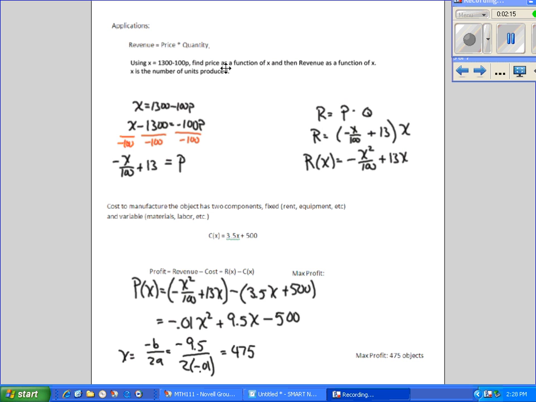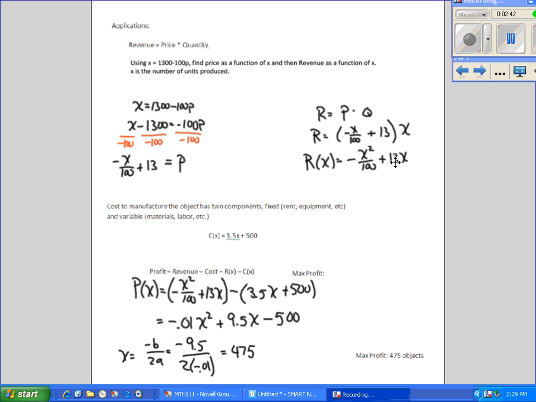So first I'm going to rearrange it and find price as a function of x, and then revenue as a function of x. So taking x, the number of units, as a function of price, rearranging, solving for price, I now have price as a function of the number of units. And then since revenue is price times the quantity, here's my price function times my quantity. The number of units is the quantity x. And then we get a new function, the revenue function.